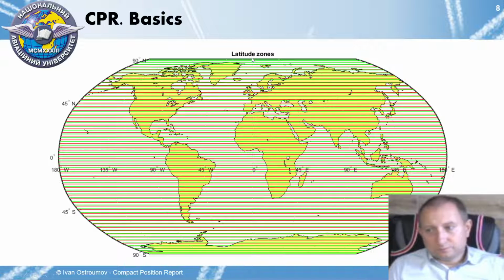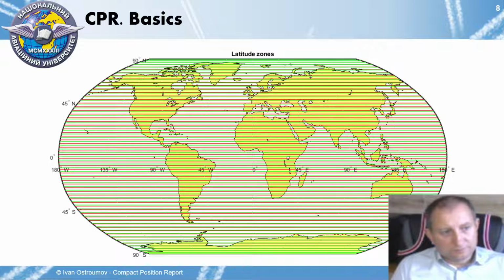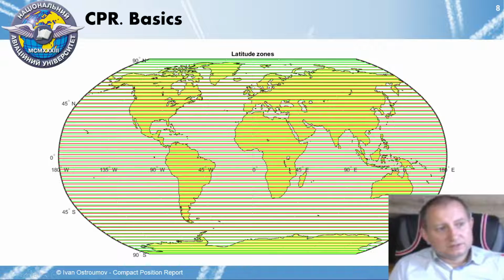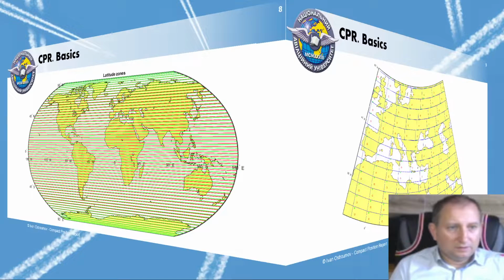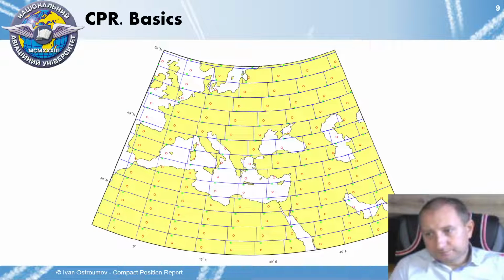For latitude zones, we use two types of zones. The first type is based on division of latitude space into 60 layers, and the other size is 60 minus 1, which is 59. And we do the same for longitude.